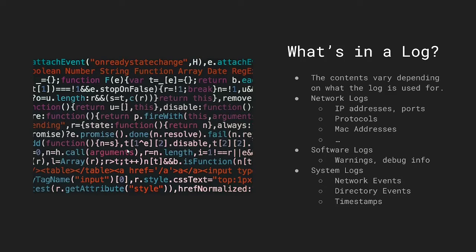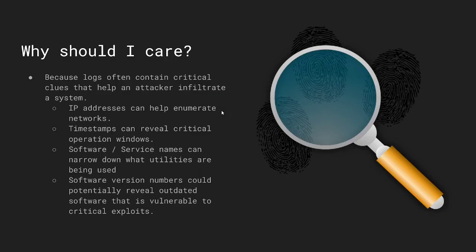The metrics that can be included in logs include IP addresses, ports, protocols, MAC addresses, URLs, warnings, debugging information, network events, directory events, timestamps. As you play with the different operating systems at your disposal, you'll be introduced to the different utilities that log things, and eventually you'll find that those utilities are super useful, as dry as they may be.